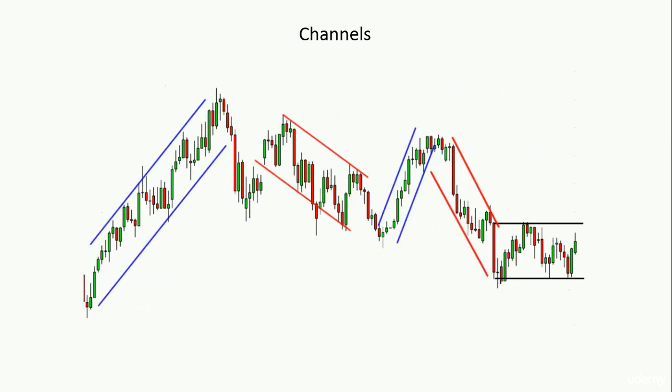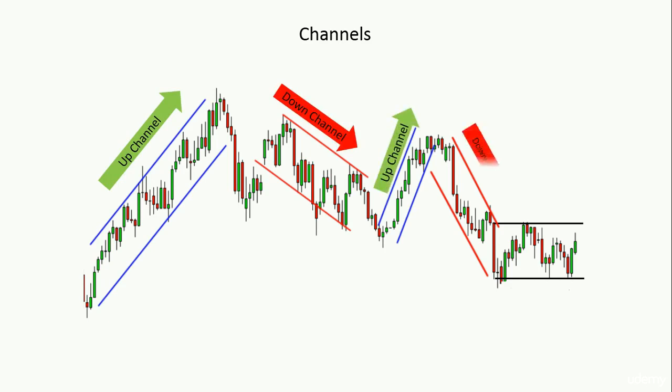Because the price does not go in straight lines, it's very common for price action to be contained within channels, whether the channel is diagonal in the case of a trending market or horizontal in the case of trading ranges. Channels are very common and can be spotted frequently on all time frames. Look at this chart and notice the up channel here that has been followed by this down channel, then by an up channel, and then a down channel, followed by this horizontal channel.